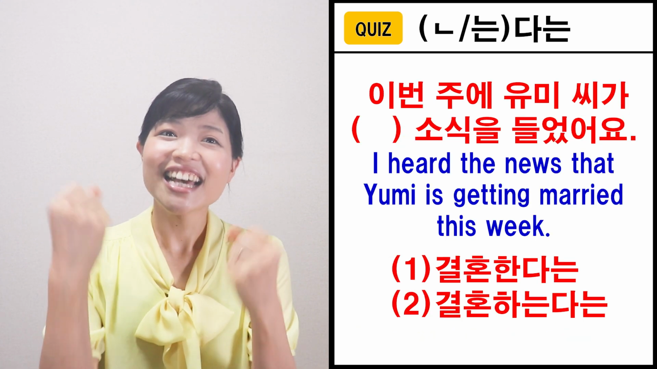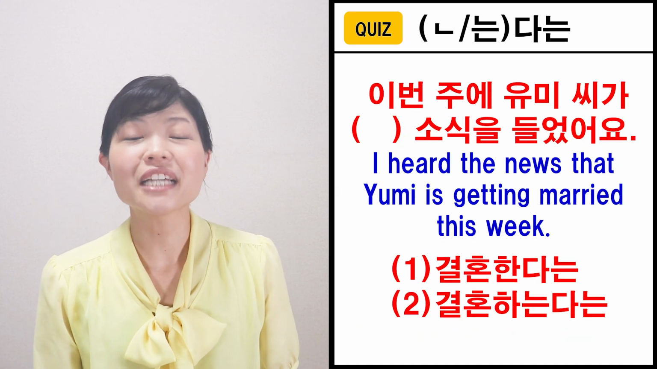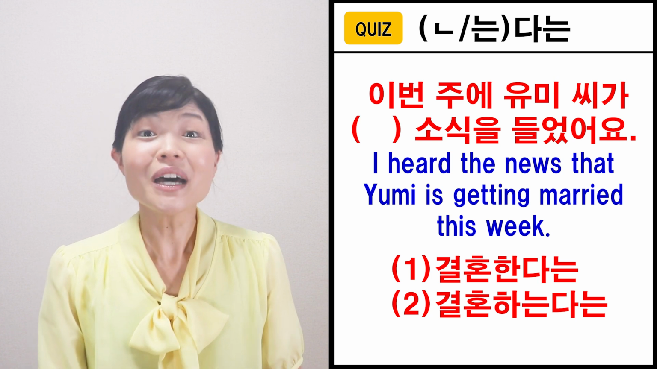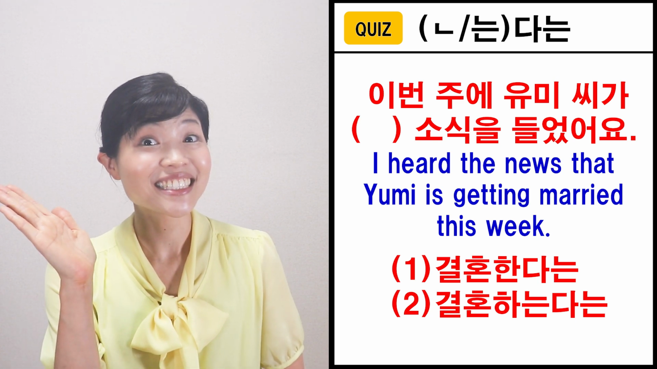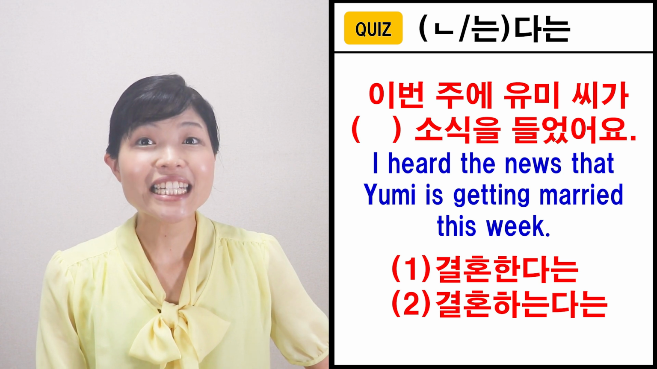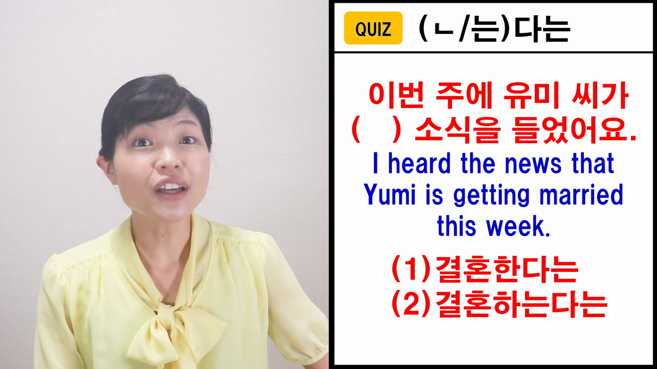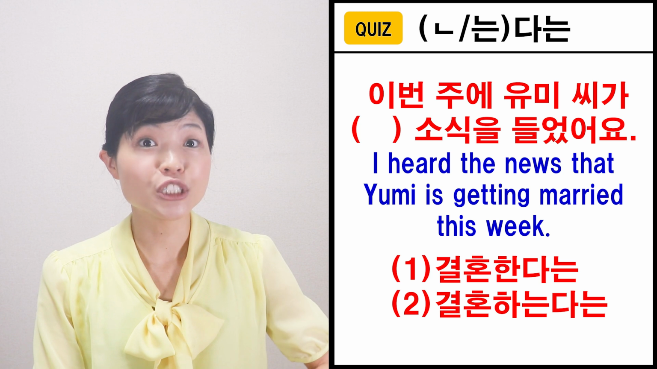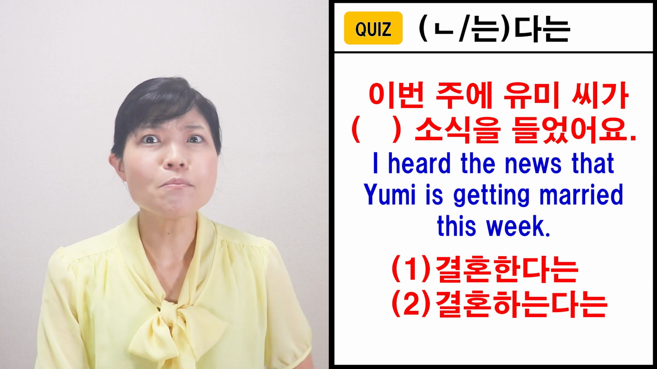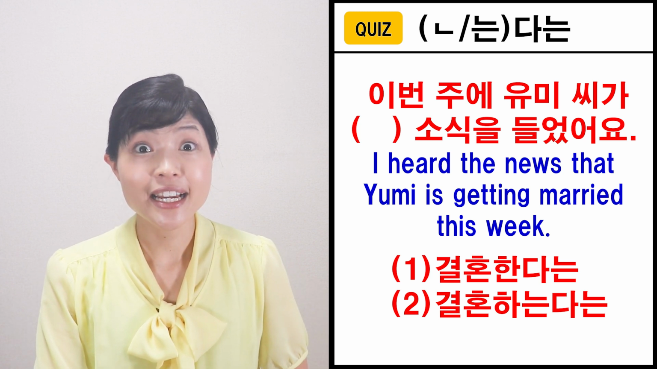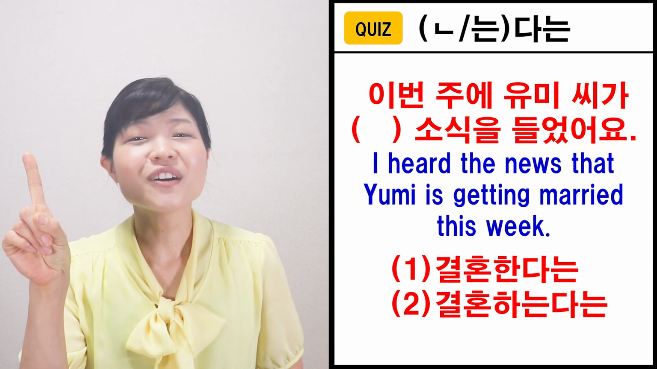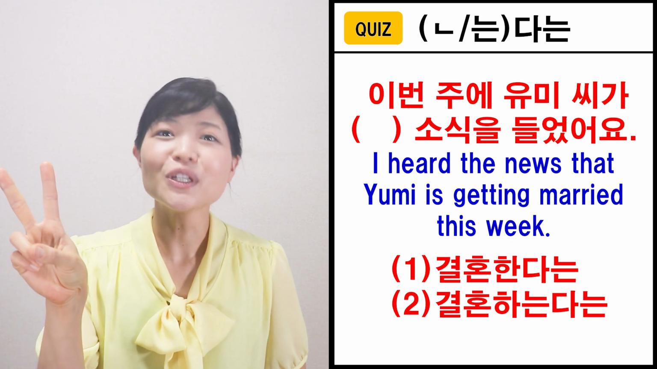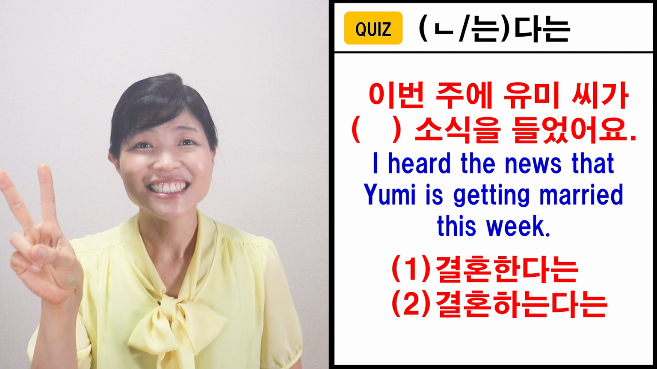Okay? Quiz. Now let's check this grammar by solving simple quizzes. What goes between the parentheses? 이번 주에 유미 씨가 ( ) 소식을 들었어요. I heard the news that Yumi is getting married this week. Number 1, 결혼한다는. Number 2, 결혼하는다는.